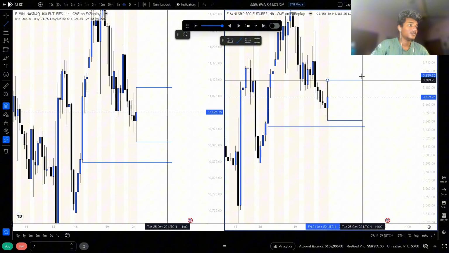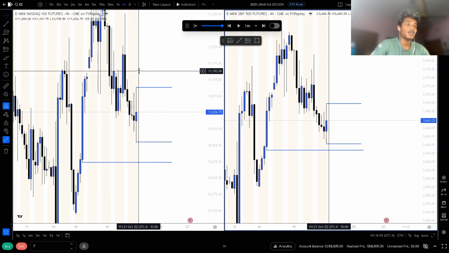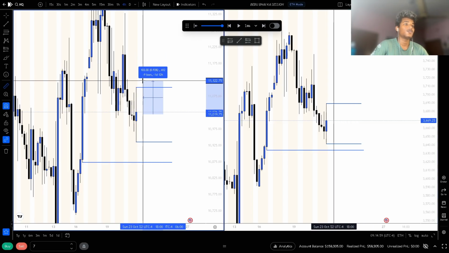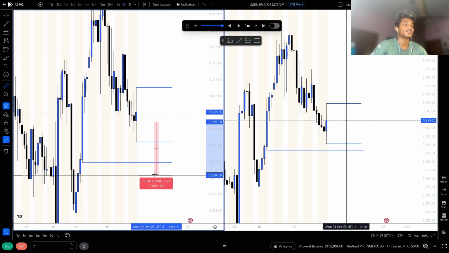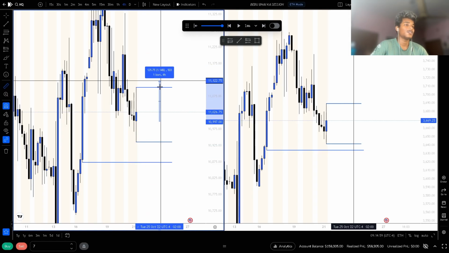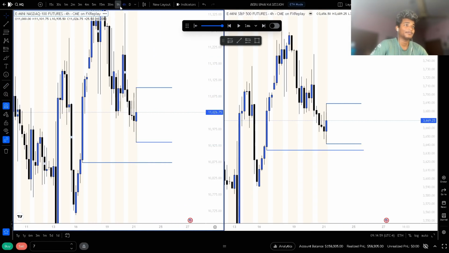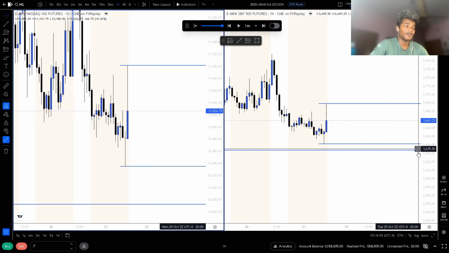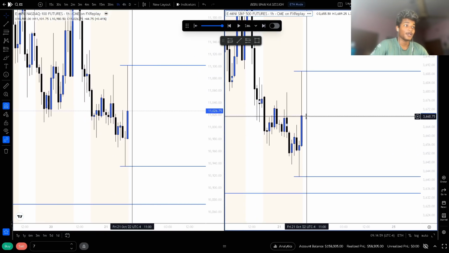I do think that I am obviously neutral. If market takes this out first, then I will take shorts, and if market takes this first, then I may take longs. Okay, and overall I have a short bias, or I'm bearish.